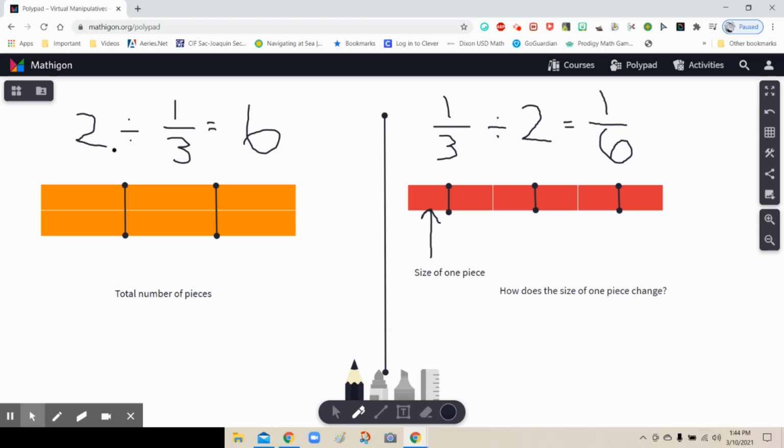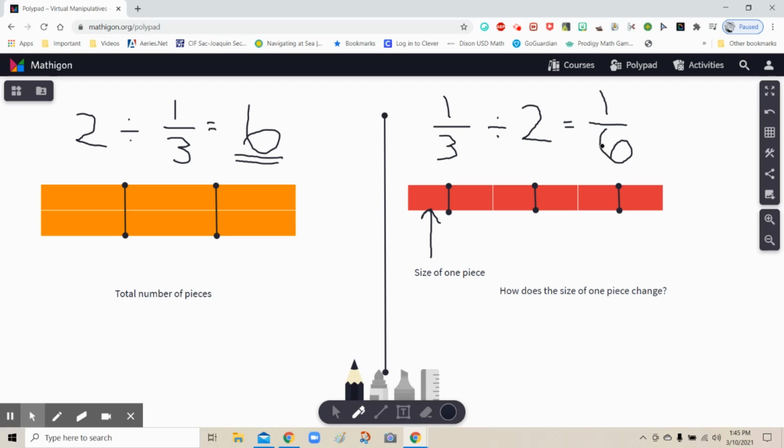Some other things to point out: when you divide a whole number by a fraction, you're going to get a bigger answer. We started out with 2 wholes, but because we broke them into more pieces, when I break them into thirds, I've created more pieces. I'm going to end up with an answer that's bigger than either number. Here, when I take 1/3 and break it into 2 parts, I'm going to get a fraction that's smaller, because a 1/6 piece is smaller than a thirds piece.